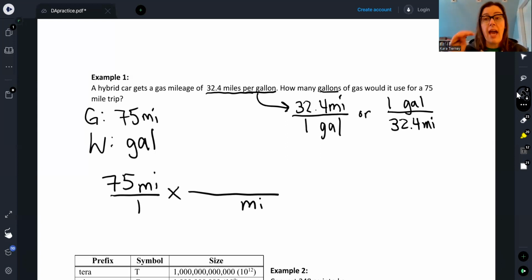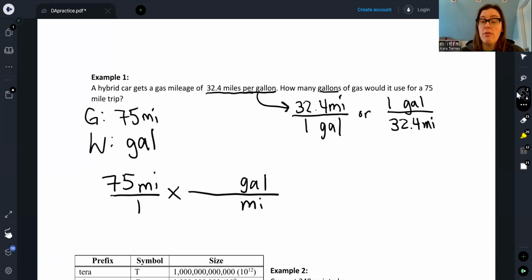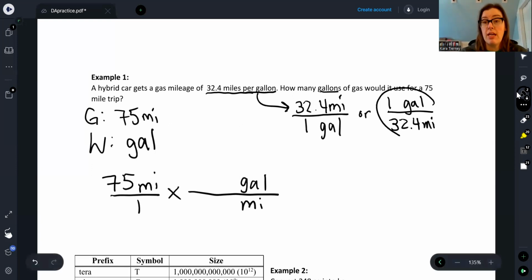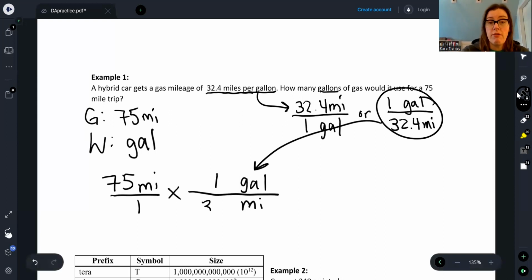If I have a direct relationship, I can just do this in one step. I always put my wanted unit on the top. Now I know which conversion factor to use, because I need the version that has miles on the bottom so it can cancel out. So we're just going to plug in our numbers like this. 1 goes with gallon, 32.4 goes with miles.